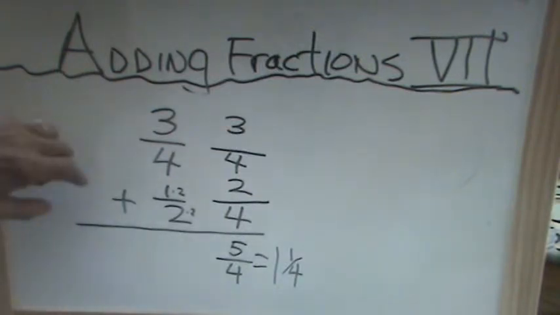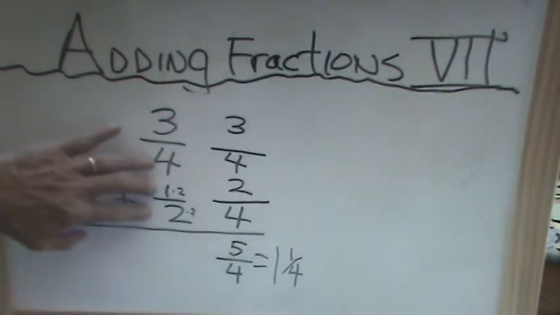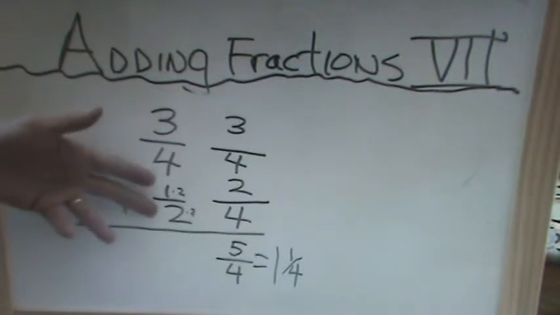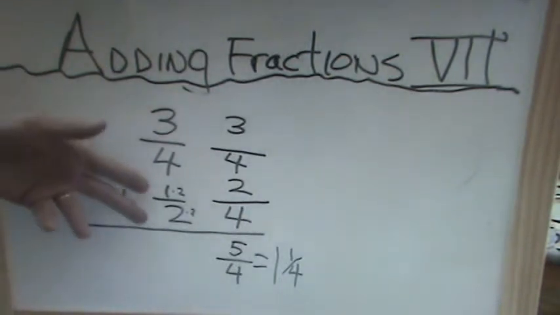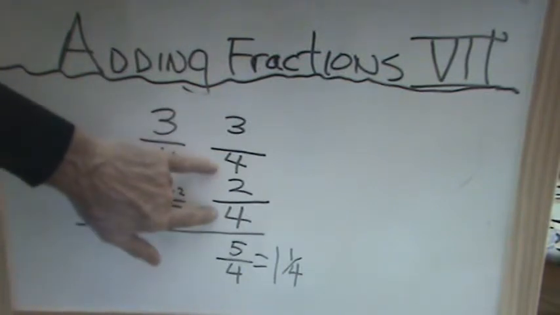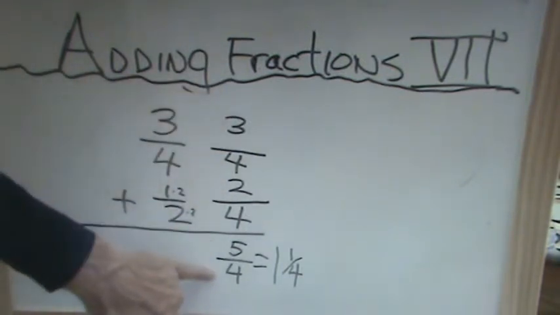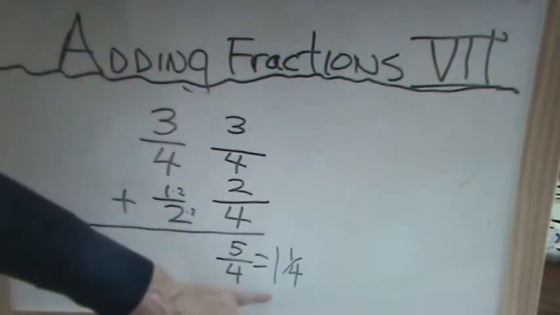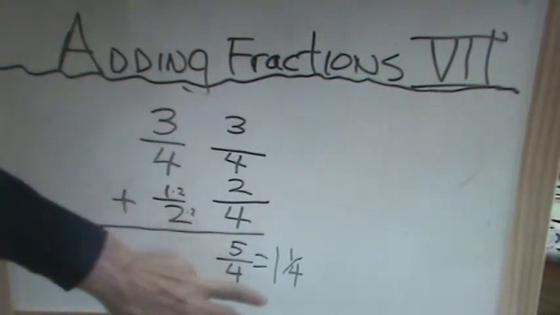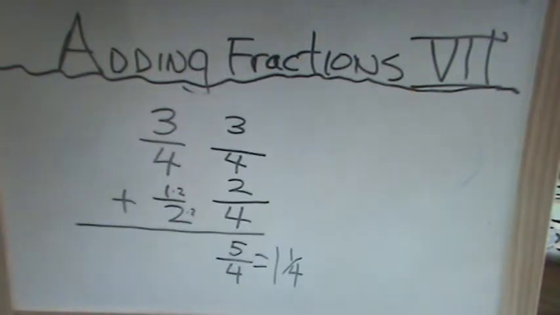If the denominators are different, we're going to have to raise the name of one of those fractions to a higher name to make the denominators the same. Well, in this case, we raised the name of 1/2 to 2/4. So we had them both the same, then we could add them, we got an improper fraction, and then we converted it to a mixed number.